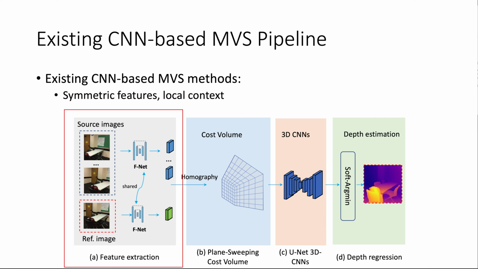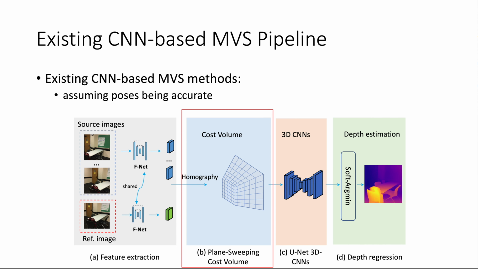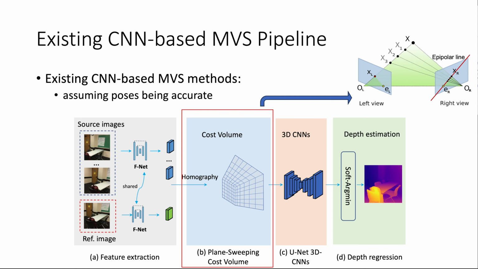They use a Siamese convolutional encoder for feature learning, which is symmetrically applied to each frame. In addition, the CNN-based convolutional encoder does not leverage enough global contexts due to the limited receptive field. Next, given those features, a plane sweeping cost volume is constructed by matching the reference feature with possible counterparts in the source images along the epipolar line.